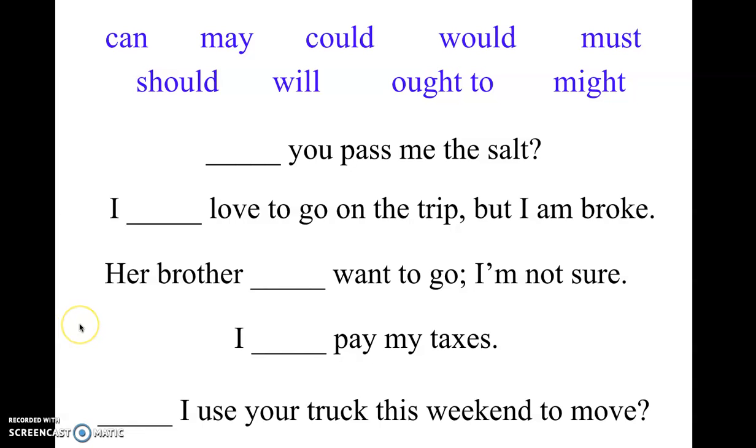Last one, blank I use your truck this weekend to move. I need to borrow your truck. May I use your truck this weekend to move? Or could I use your truck this weekend to move?